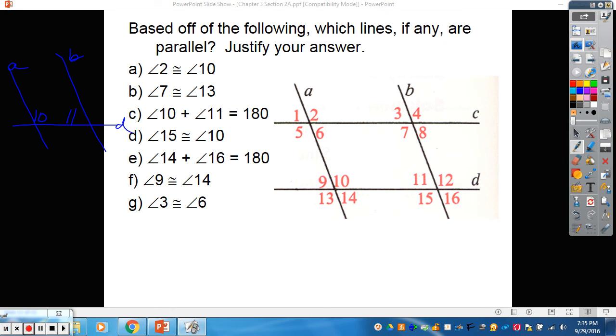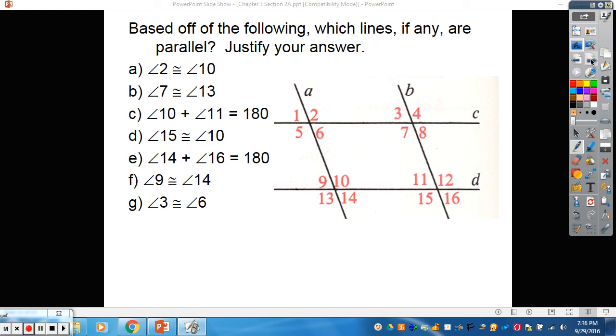First question, what type of angles do we have? Well, we have same side interior angles. When they're supplementary, that means that we have lines that are parallel. So as a result, D here is the transversal, and A will be parallel to B. So for letter C, A is parallel to B, number 3. Same side interior angles are supplementary.